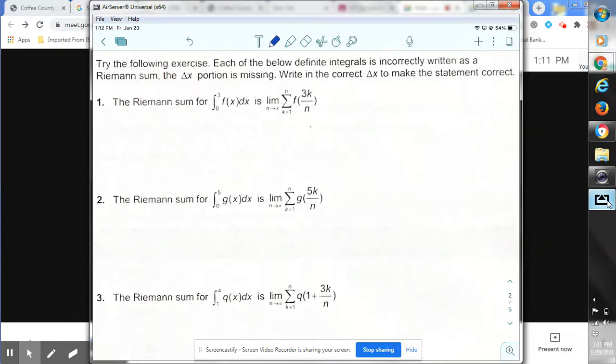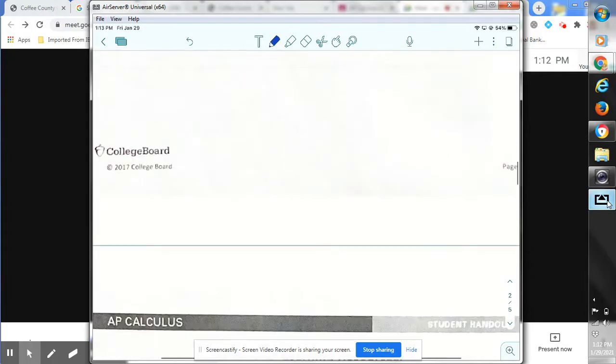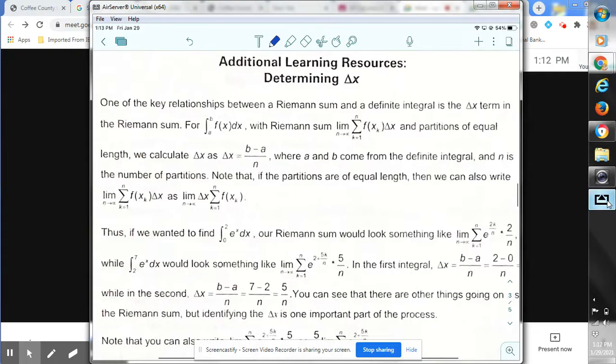We're going to try the following exercise. Each of the below definite integrals is incorrectly written as a Riemann sum. The delta x portion is missing. Write in the correct delta x to make the statement correct. All right, and so we're looking at this one. Delta x is going to be 3 minus 0 over n, or just 3 over n. And so we would just need to multiply that by 3 over n. All right. Now, finishing 2 and 3 is going to be part of your assignment. Let's go on to the next additional learning resources.